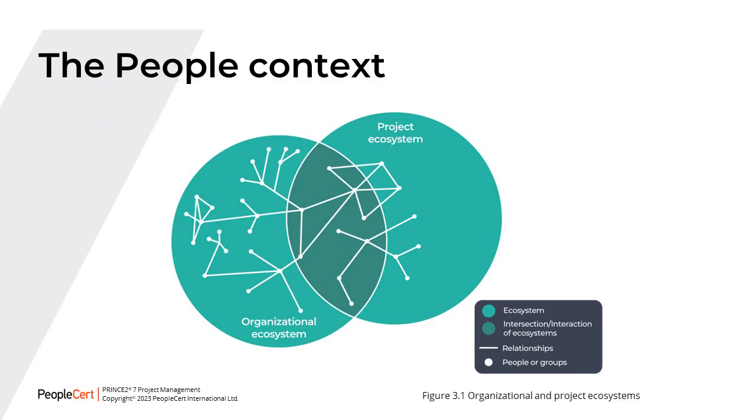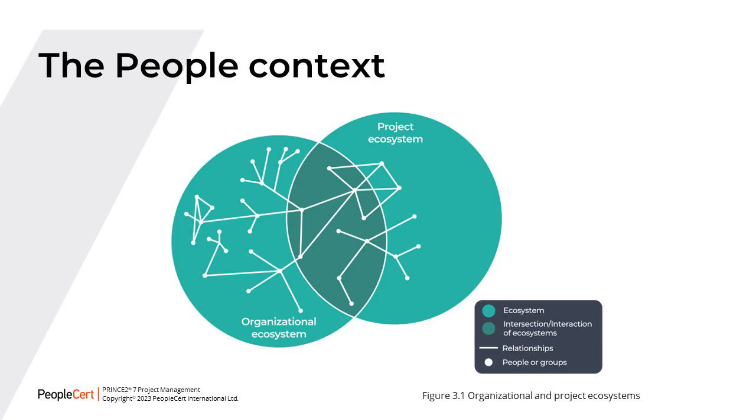In PRINCE2, people covers those who are working on a project and the relationships between them, as well as those impacted by a project. Organizations are a complex ecosystem of fluctuating relationships. Projects change the organization, regardless of whether or not it is their primary purpose. The success of a project will depend on how well the project establishes strong relationships with the organizations that support its delivery, as well as how it fits into the organizational ecosystem to deliver the change.